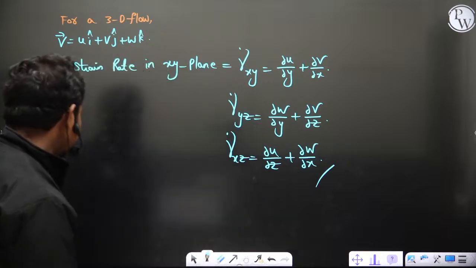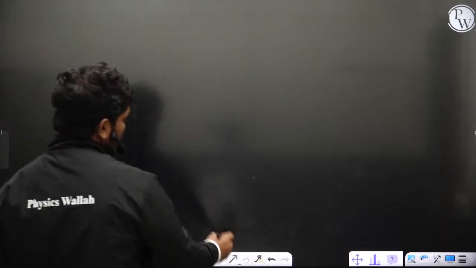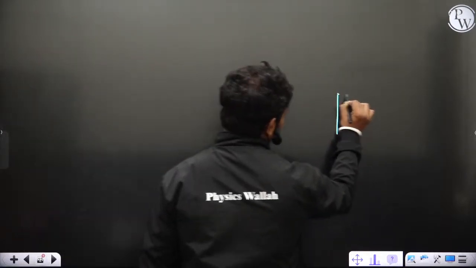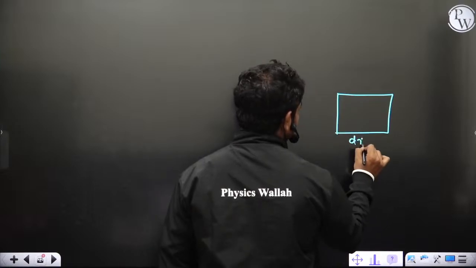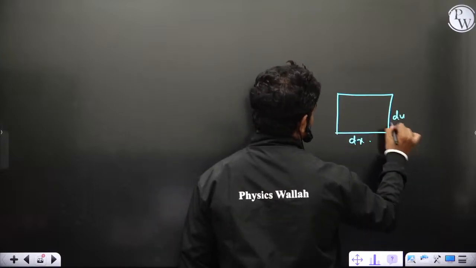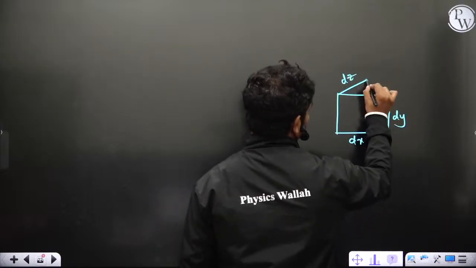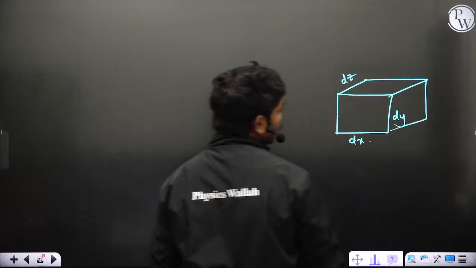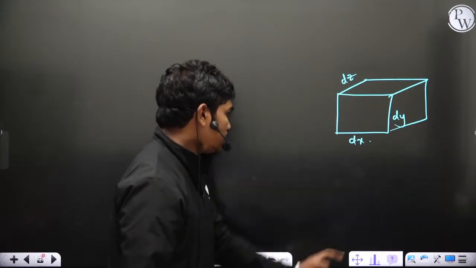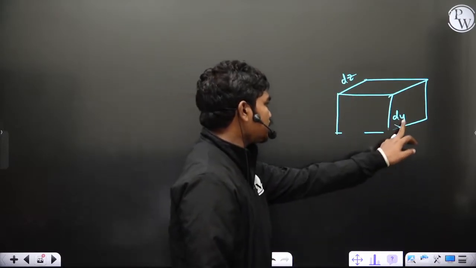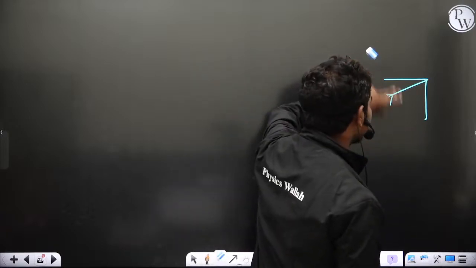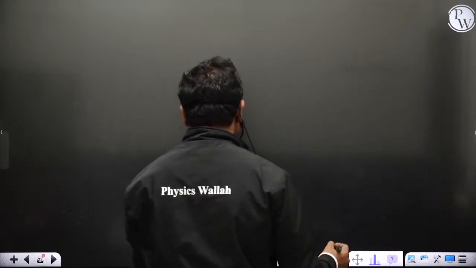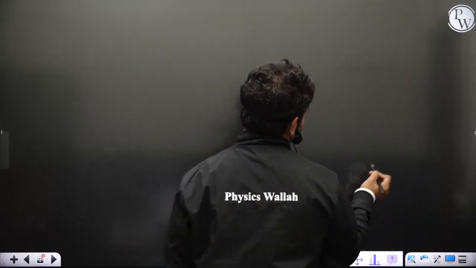I'll spend just one more minute and we'll explain something. If you have a cube, for example, okay, dx, dy, dz, for example. If you have a cube like this, or let's take the dimensions x, y, z, simple. Okay. So let us draw a cube and let's take the dimensions x, y, z. It's better, because when it's incompressible, yeah, fine.